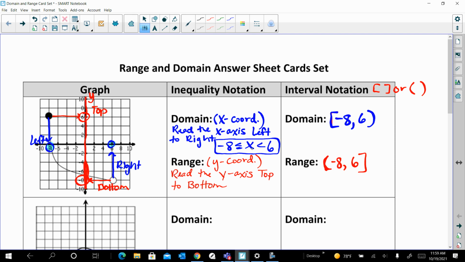So for range, smallest to largest, that would be -8. It's just less than y, because this was parentheses right here. And if it's parentheses, it's just less than. Then, since we have a bracket at 6, it'll be less than or equal to 6.